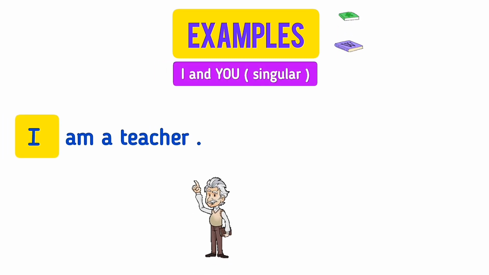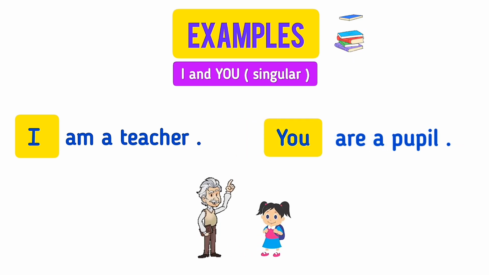Examples: I am a teacher. We use the pronoun I when we are talking about ourselves. You are a pupil. We use the pronoun you when we are speaking directly to another person. I am a teacher. You are a pupil.